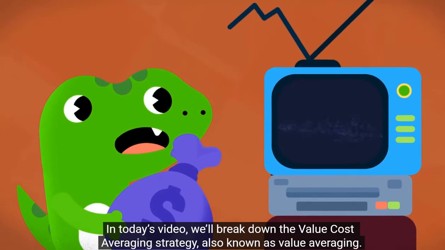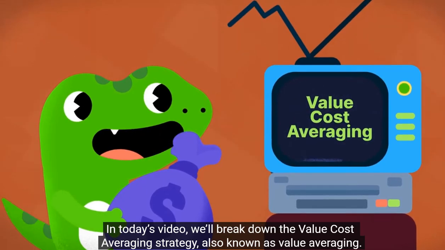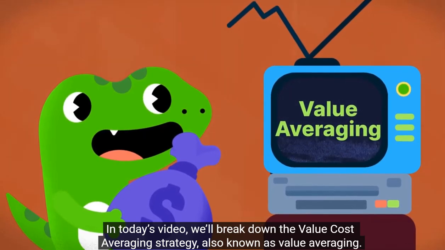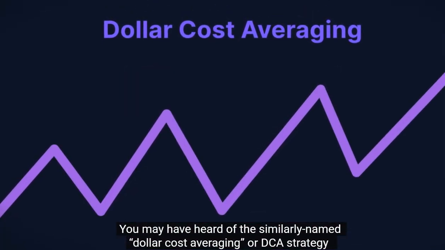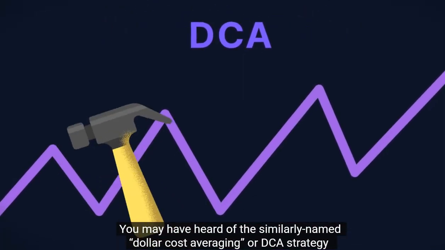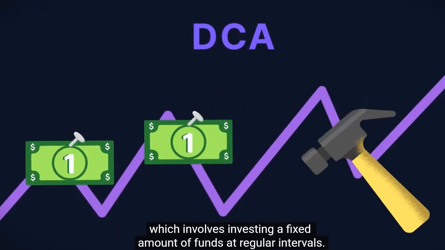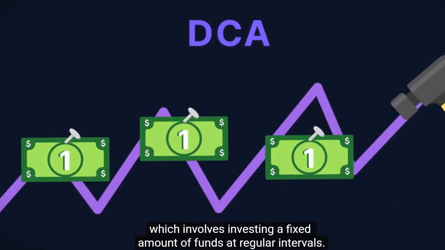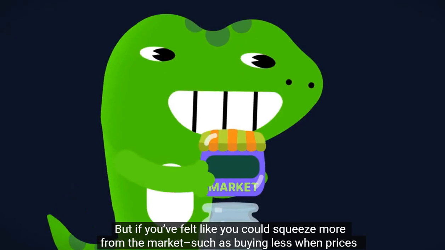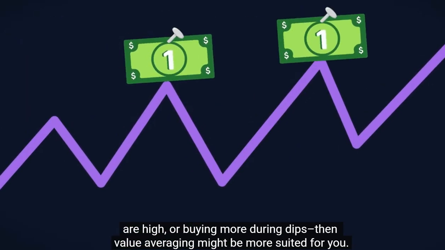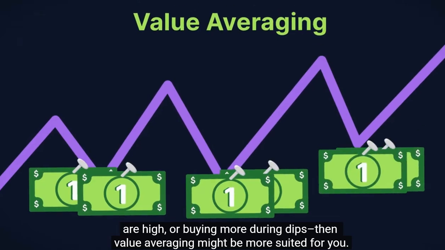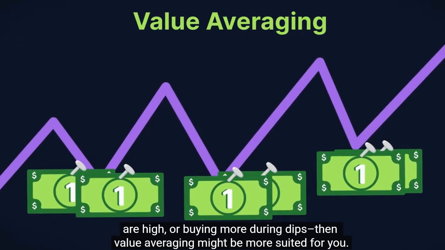In today's video, we'll break down the value cost averaging strategy, also known as value averaging. You may have heard of the similarly named dollar cost averaging, or DCA strategy, which involves investing a fixed amount of funds at regular intervals. But if you felt like you could squeeze more from the market, such as buying less when prices are high or buying more during dips, then value averaging might be better suited for you.